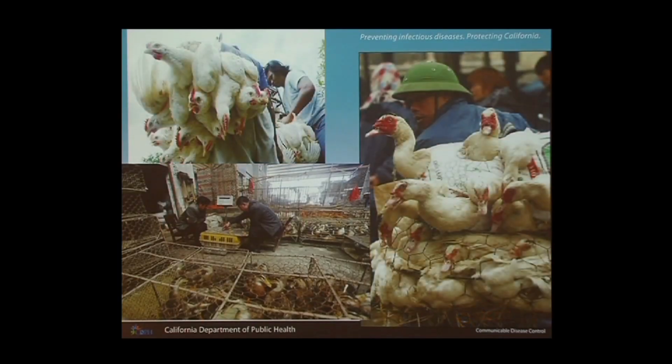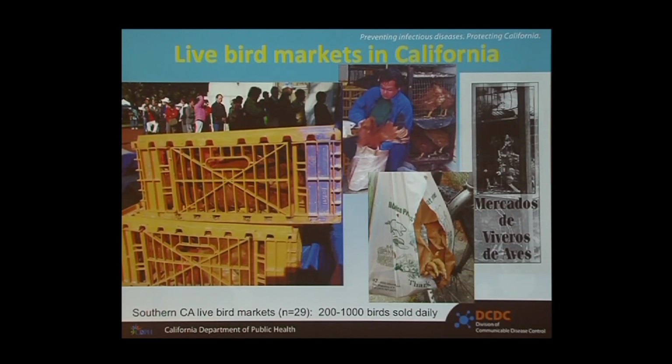And again, this is a live poultry market. Again, this is very much the culture in Asia. It's very much a community gathering, and it's very hard to dissuade people from changing these habits that are a part of their lifestyle. And likewise, we have live bird markets here in California. So we have them in San Francisco. We have a network of 29 live bird markets in Southern California.